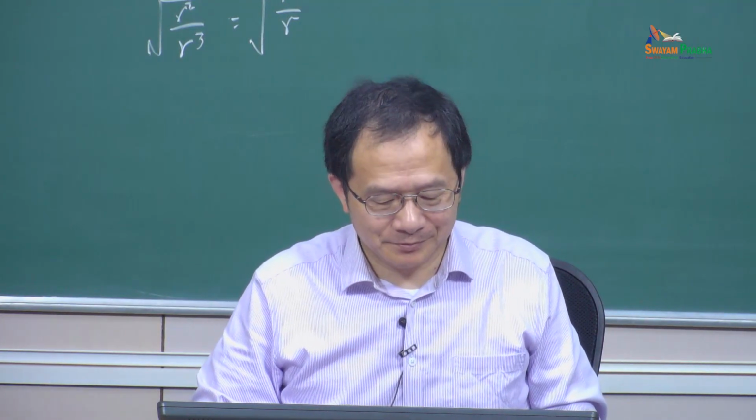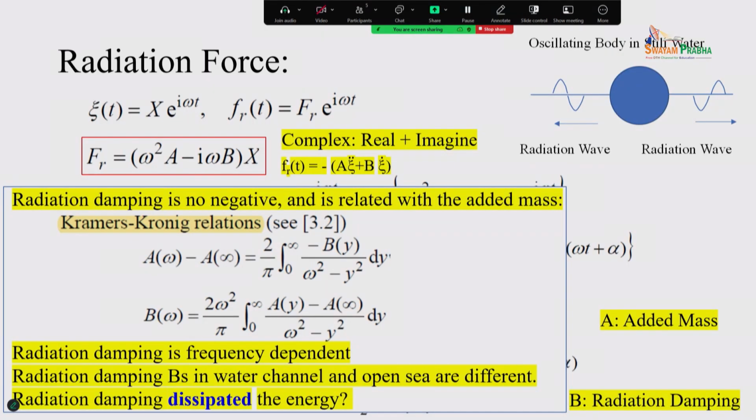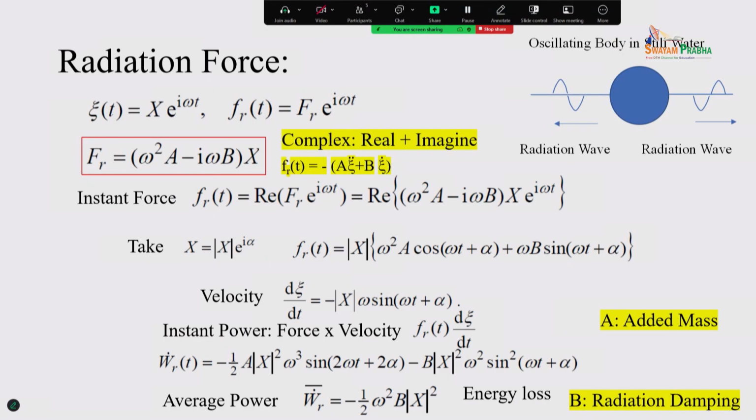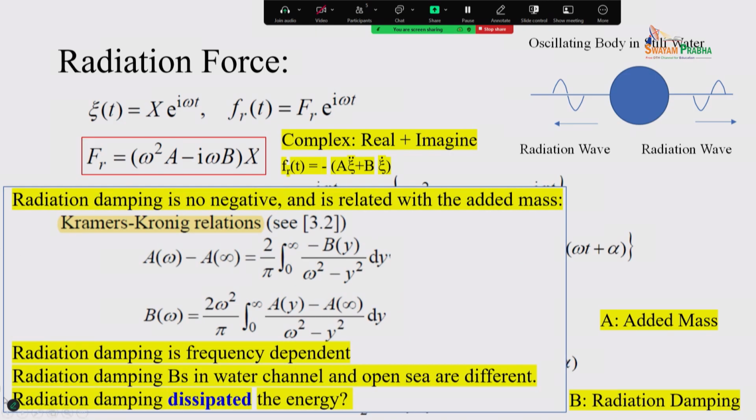right? So, okay, let us say radiation damping is the energy loss from the buoy, but this is not energy loss in the real world. The energy propagates from your buoy to other systems. Okay, this is radiation damping. For your buoy it is damping, but for the overall world, the energy is still there. Okay, so radiation damping and added mass are related to each other. They are not independent, right?